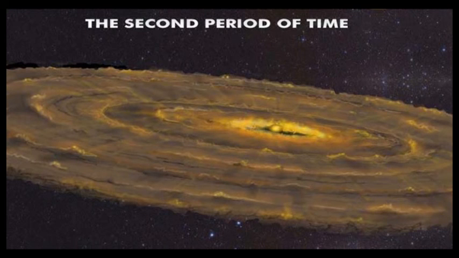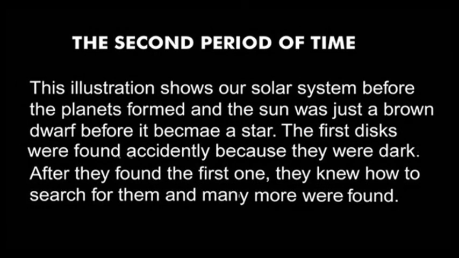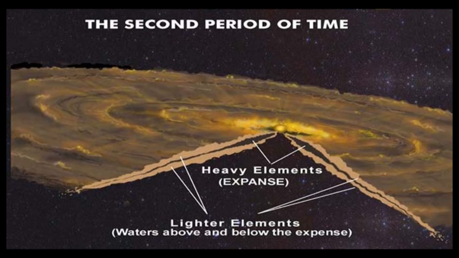This is an illustration of our solar system when it first started to form, and the sun was not a star yet. It was a brown dwarf. It started off as a planet like Jupiter and then grew into a brown dwarf about 80 times as large as Jupiter. And then it finally reached fusion and became a star.